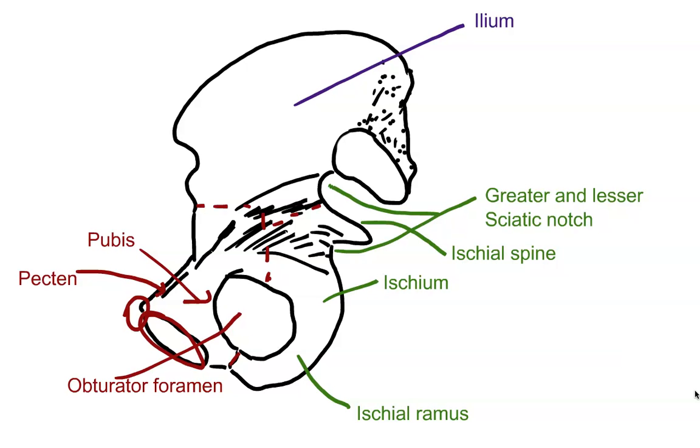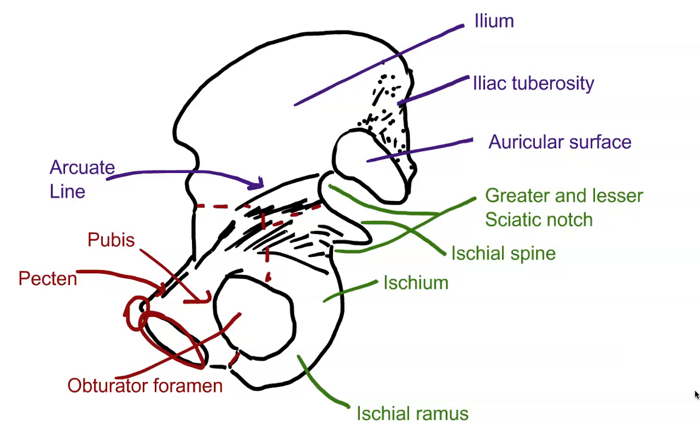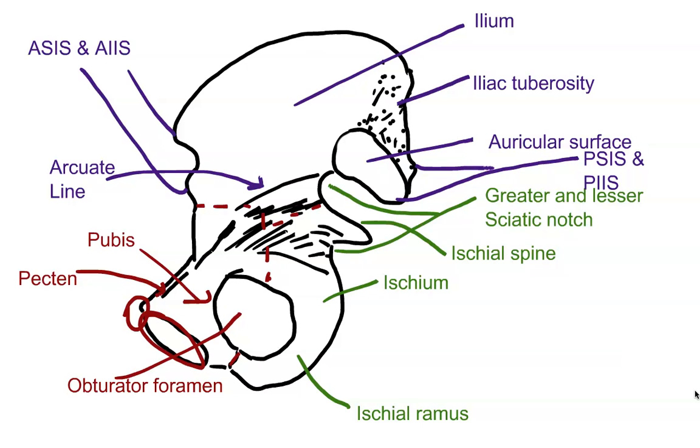This is the ilium with the iliac tuberosity or tubercle, which just means a warty outgrowth from a bone. The auricular surface, which articulates with the sacral bone. Arcuate line. Anterior superior and anterior inferior iliac spines. And correspondingly at the back, the posterior inferior iliac spine and the posterior superior iliac spine. And finally the iliac crest.